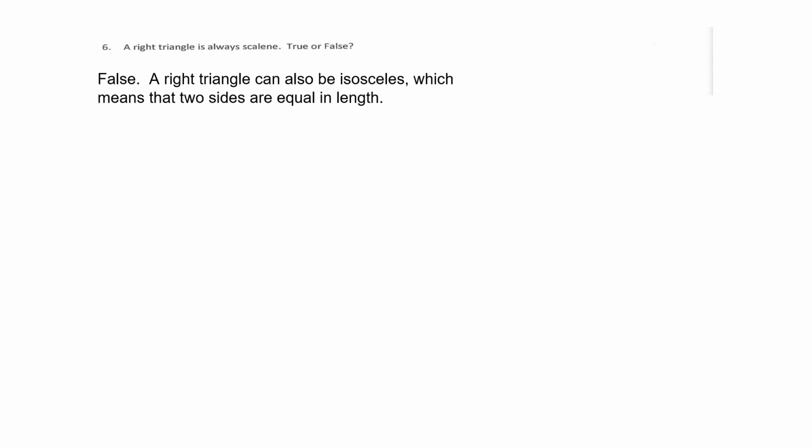A right triangle is always scalene. True or false? That's false. A right triangle can be isosceles, which means that 2 sides are equal in length. That is true. You're doing a great job.